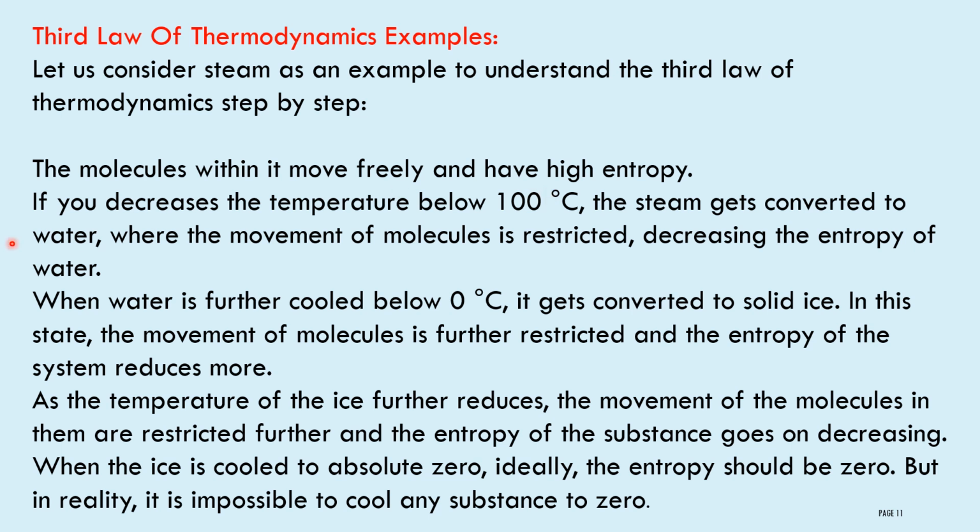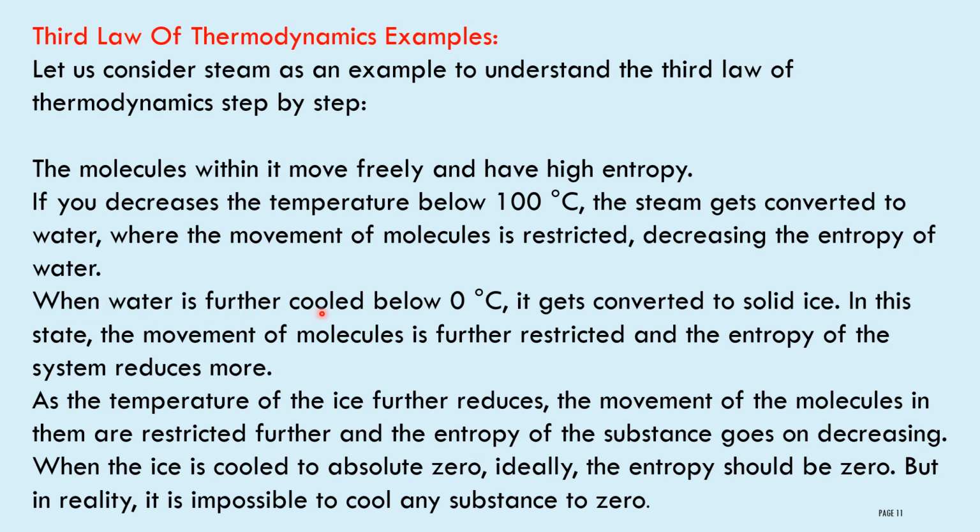high entropy. If you decrease the temperature below 100 degrees Celsius, the steam gets converted to water, where the movement of molecules is restricted, decreasing the entropy of the water. When the temperature of the steam decreases, it starts converting into water. Then the movement of the molecules is restricted. When the movement of molecules is restricted, automatically the entropy of the water decreases. Entropy is nothing but the disorder or randomness of the molecules.